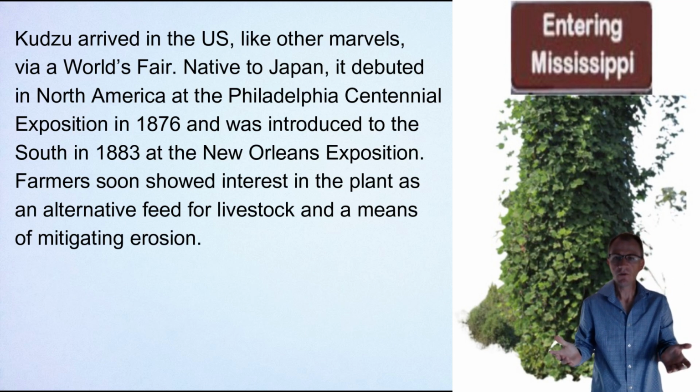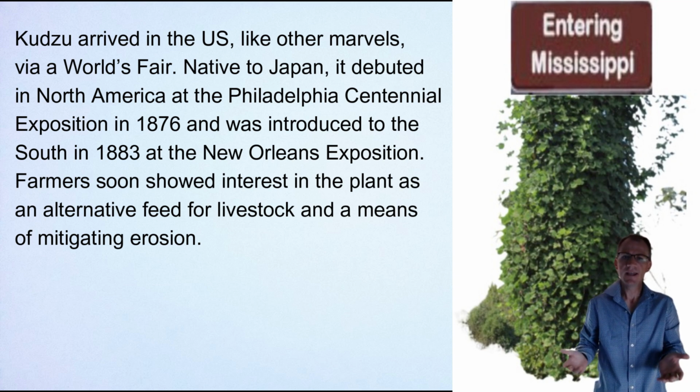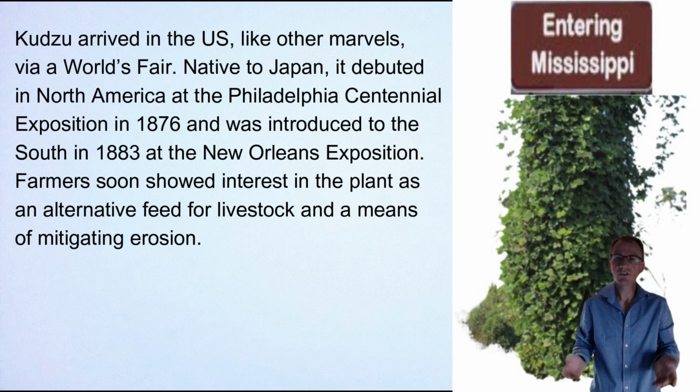Kudzu arrived in the U.S., like other marvels, via a World's Fair. Native to Japan, it debuted in North America at the Philadelphia Centennial Exposition in 1876 and was introduced into the South in 1883 at the New Orleans Exposition. Farmers soon showed interest in the plant as an alternative feed for livestock and a means of mitigating erosion.